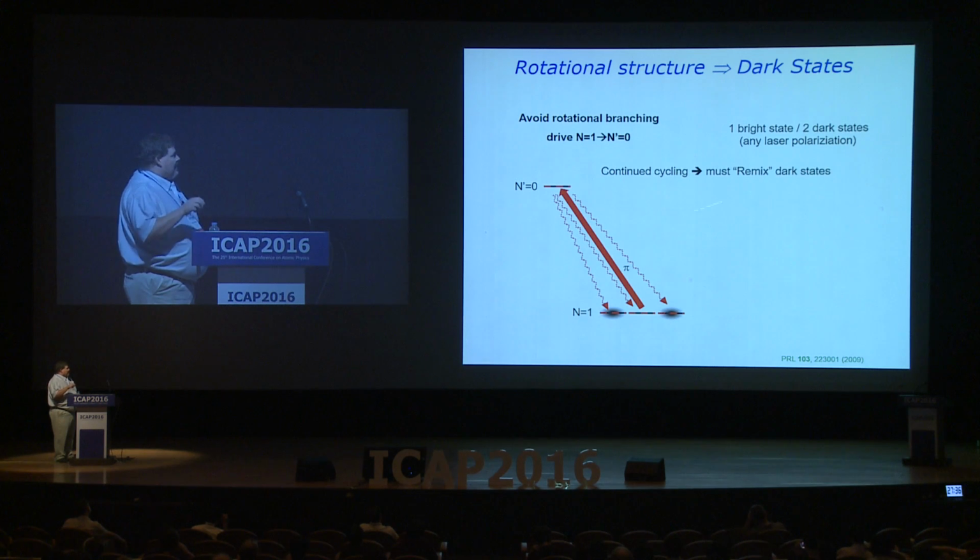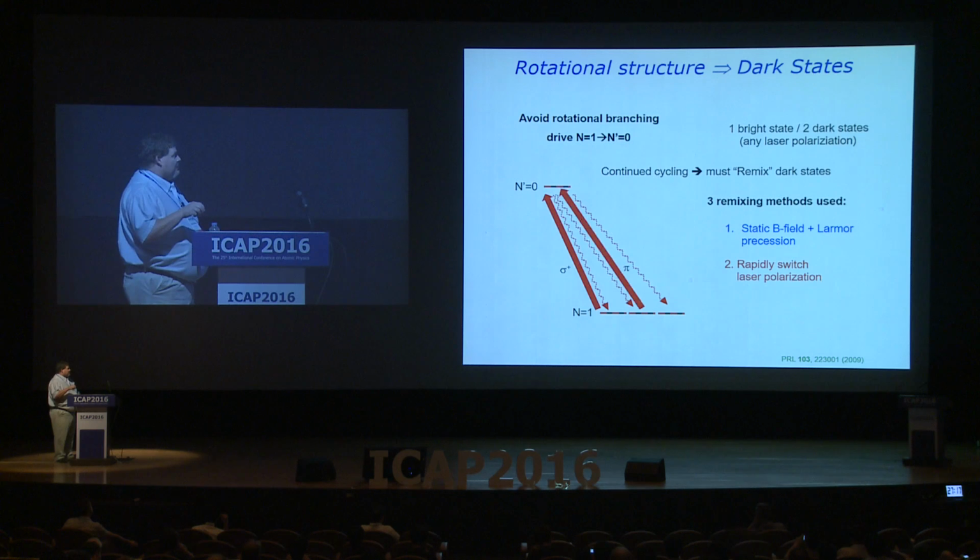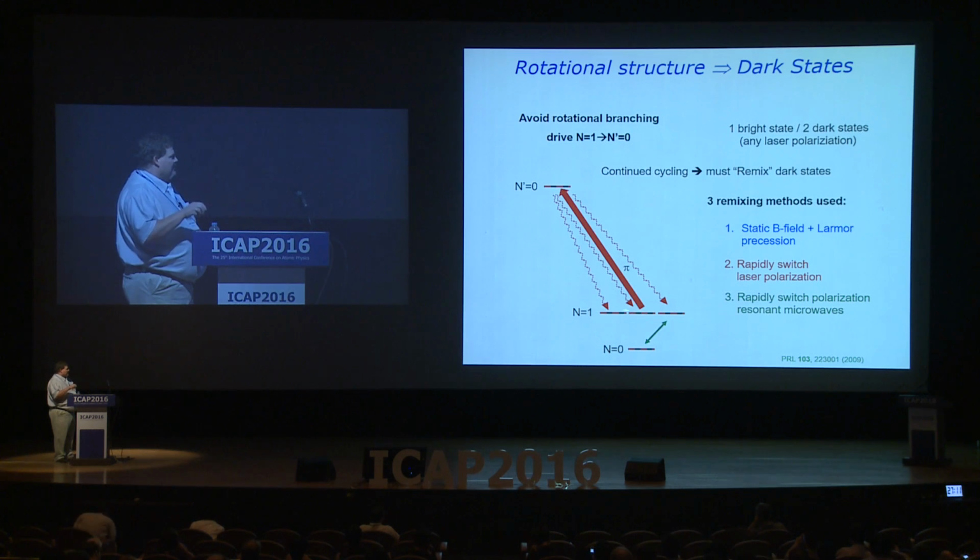So in order to get cycling, you need to remix these dark states into a bright state. We've done this in a number of ways, we and others in the field. For example, if the molecule is magnetic, you can apply a magnetic field and use Larmor precession to precess dark into bright states. You can rapidly switch the laser polarization so that you address the states that used to be dark. And you can use the fact that it's a molecule and connect the different states via microwaves and a resonant rotational state. So all of these work well.